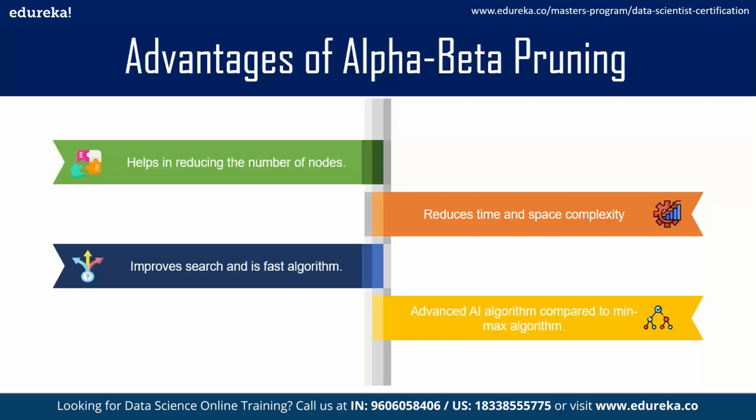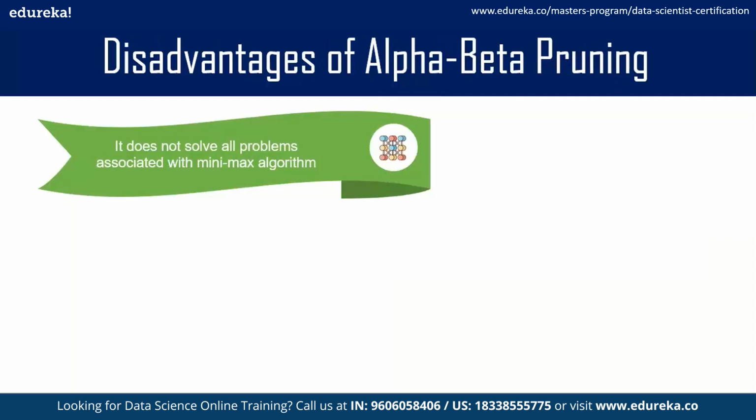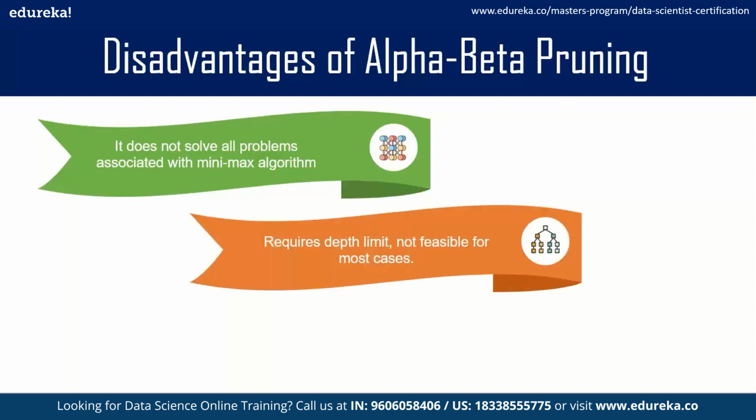Now let us move on to the disadvantages of alpha beta pruning. The first one is that it does not solve all the problems which are associated with the minimax algorithm. That means that sometimes it will explore all the nodes, and that is the worst case scenario. Another thing is that it requires a depth limit. So you have to specify the depth limit. And this is really not feasible for most cases where we cannot determine the depth limit. For tic-tac-toe, it was possible because the game was small.